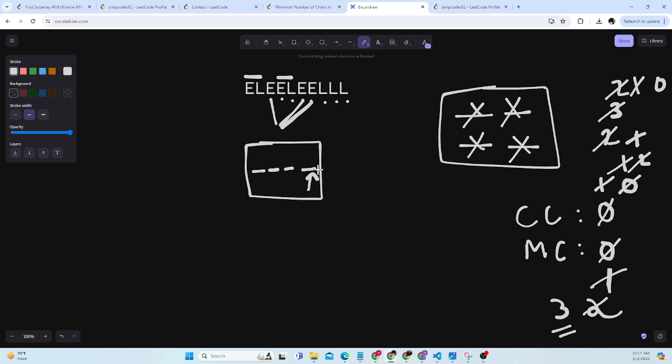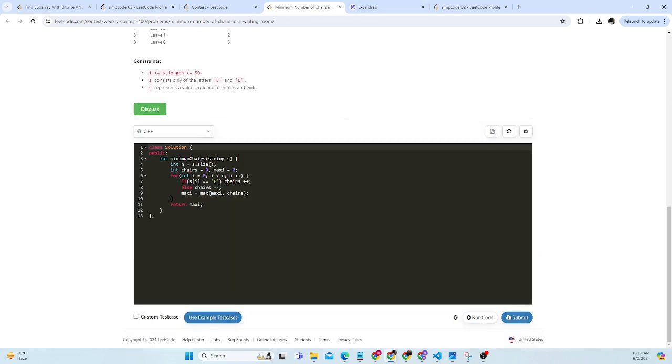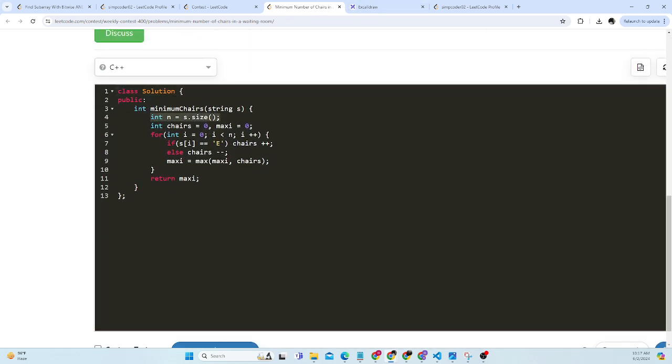We need to find the minimum number of chairs, so it's basically 3. We just keep iterating as the problem states, and we take the size of the sequence of events. Let the number of current chairs be 0, and the maximum number of chairs in the room be 0. If the current element is E, the number of chairs increases by 1 because a person enters the room. If S of I is L, one person leaves, so the number of chairs decreases, and maximum will be the maximum number of chairs at any particular instance. Then we'll return maximum.